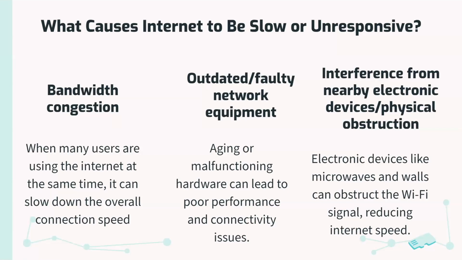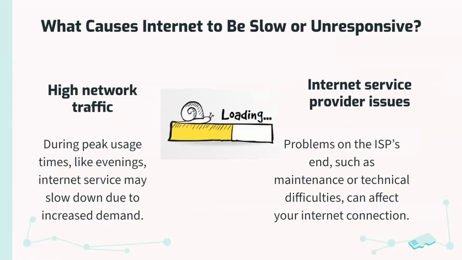And the last one is interference from nearby electronic devices or physical obstruction. In this one, electronic devices like microwaves and walls can obstruct the Wi-Fi signal, reducing the internet speed. Another one is high network traffic. During peak usage times, like evenings, internet service may slow down due to the increased demand. Another one is internet service provider issues. Problems on the ISP's end, such as maintenance or technical difficulties, can affect your internet connection.